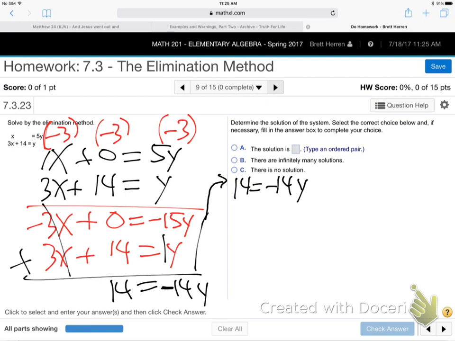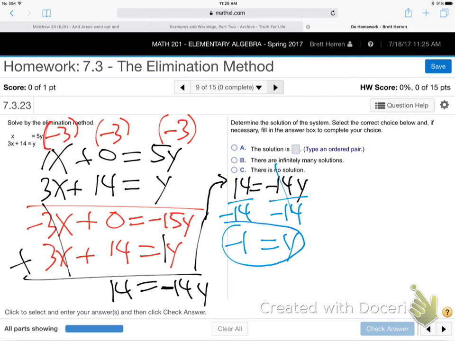How do we solve for y? Y is saying I want to be alone. So divide by minus 14. So y is negative 1. So we got y, negative 1. So now plug in for x.